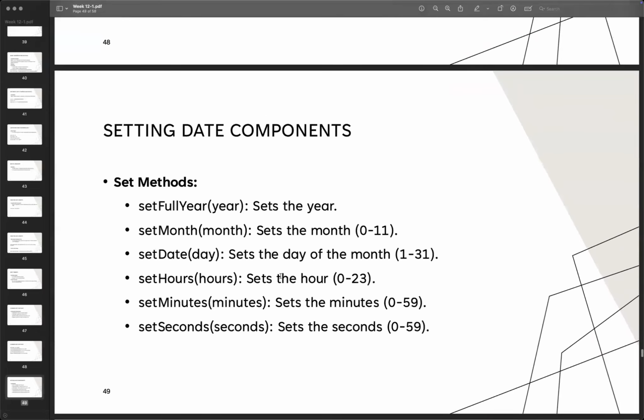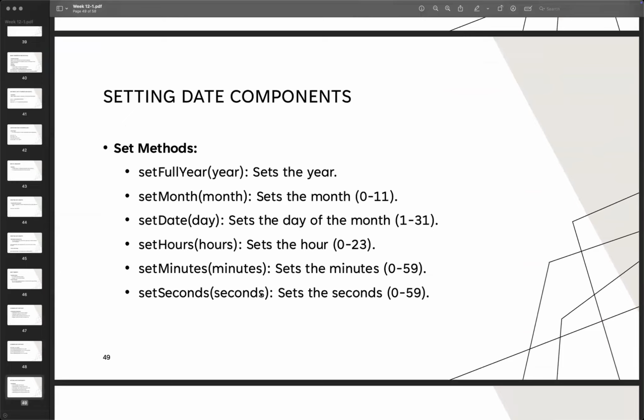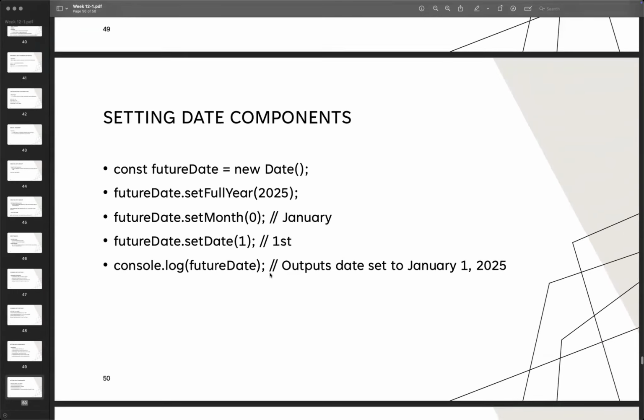And you can use the set methods to update the date: setFullYear, setMonth, setDate, setHours, setMinutes, setSeconds. All of these you are allowed to use, and then pass the value. You are welcome to test all these things. Next, you can set dates through the other components. Let's say for the future, we create a new date and then set the new year, new month, and new date. Then when you show it, it will output in a format like this.